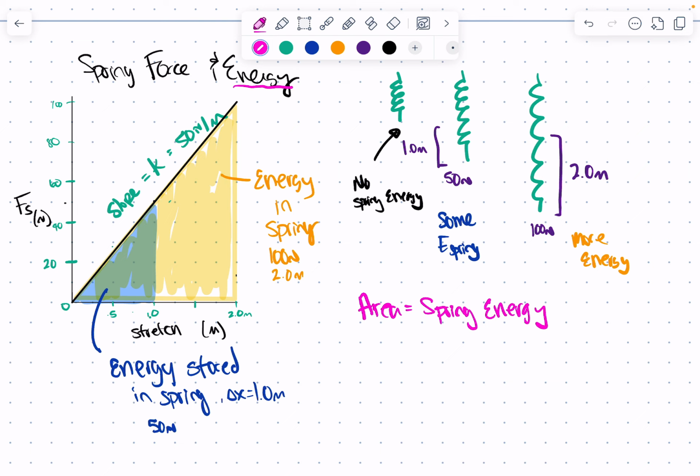Now, we're going to want to be able to quantify this or put numbers to this, and so we will do that. The areas of these are triangles, so the area is going to be 1/2 base times the height. And our energy of the spring we're going to abbreviate as E spring. The base in this case is the stretch, so we're going to call that stretch, whereas the height is the amount of spring force.